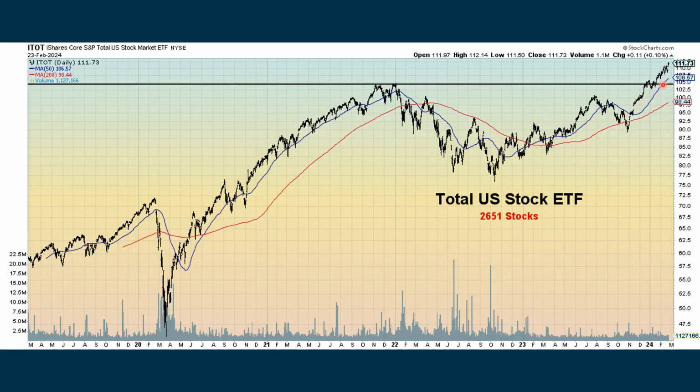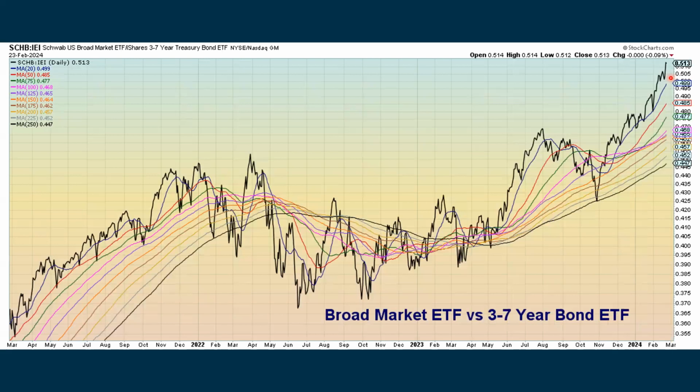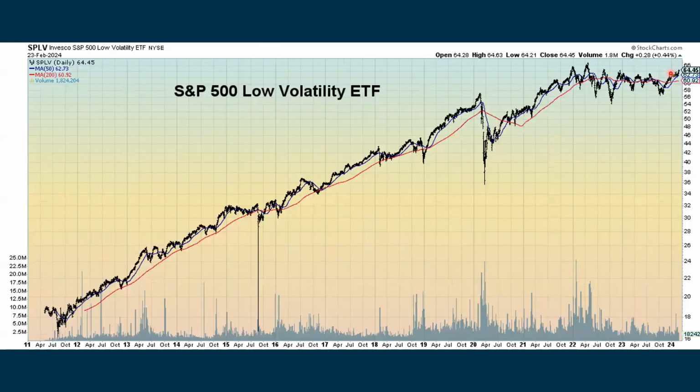So yeah, even though the mega caps are having the most impact, there are still other stocks that are doing quite well. And when we look at this very broad measurement of the market, this is in a solid uptrend. We look at the broad market and then look at further out bonds, also showing how stocks are outperforming.